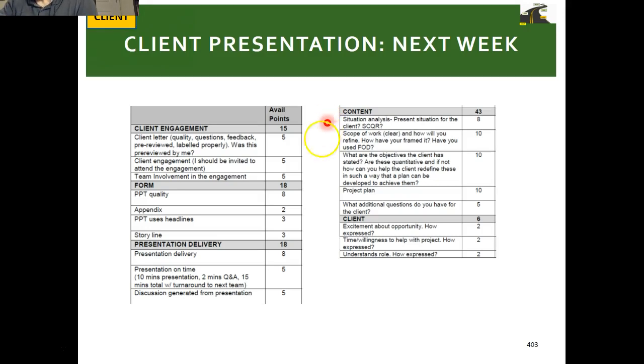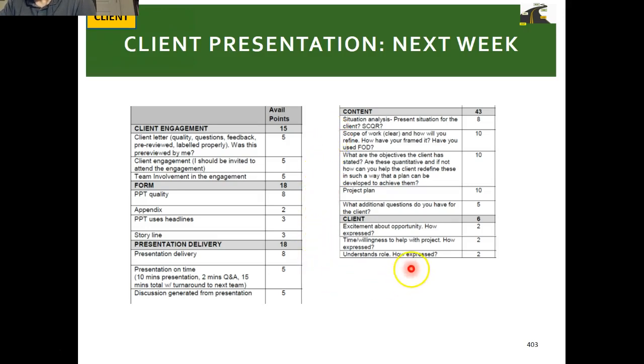What's critical in this presentation is going to be your scope of work. Why? Because that's what you're going to be tied down to, and I'll talk a little bit further about FOD in a few minutes. Tied to that are the objectives and what the client has stated. Okay, are they quantitative? If not, how can you help the client redefine them? Because sometimes clients are not very clear. Do you have a defined project plan in terms of specific activity, milestone, deliverable, someone responsible and date? And then what additional clients? So this is a lot easier and simpler, and I should expect to see better grades.